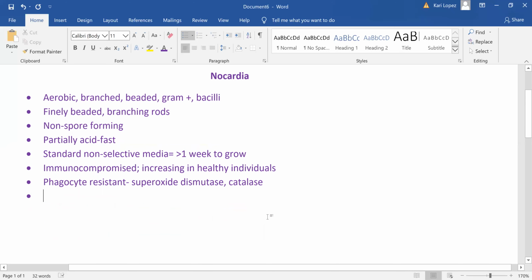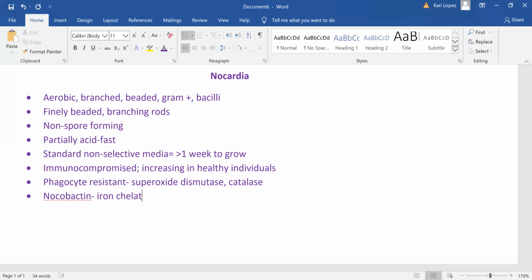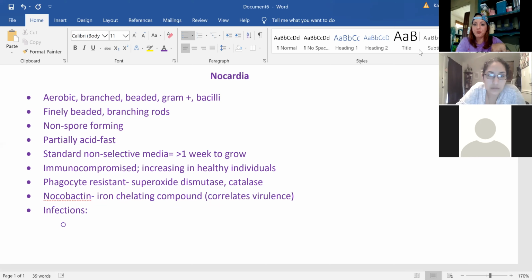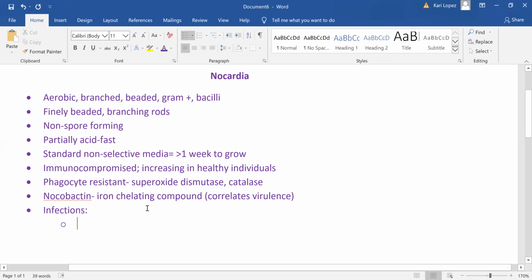Then I put this nocobactin. Sounds like it could be a question. So the nocobactin. Iron chelating. What's chelating mean? It chelates iron. Y'all remember, like when EDTA chelates calcium, what does it do? Bonding? Yep, binds it. So iron chelating means it binds iron.